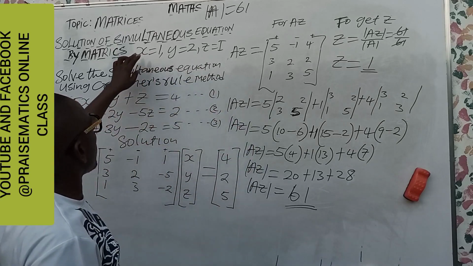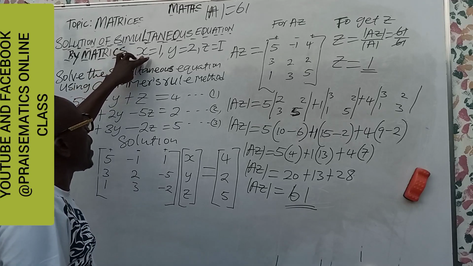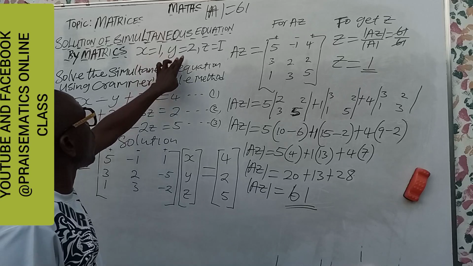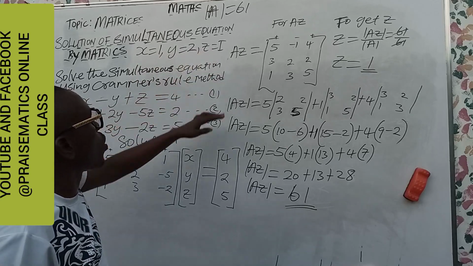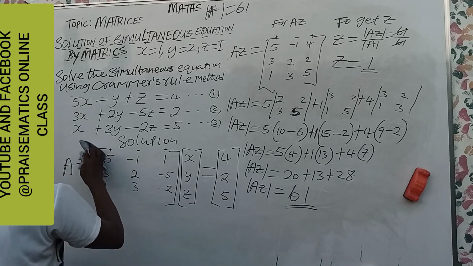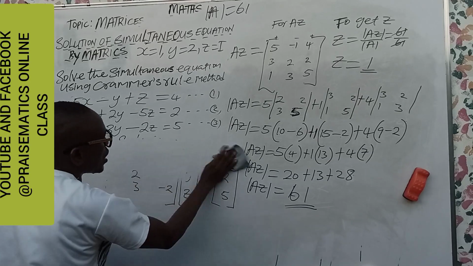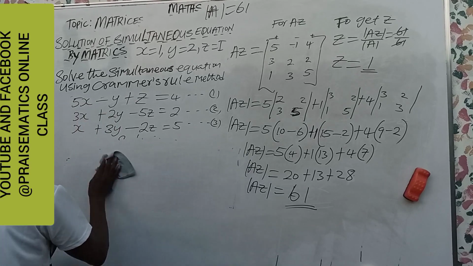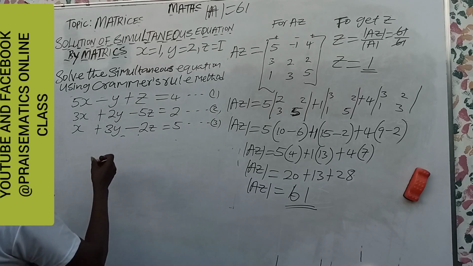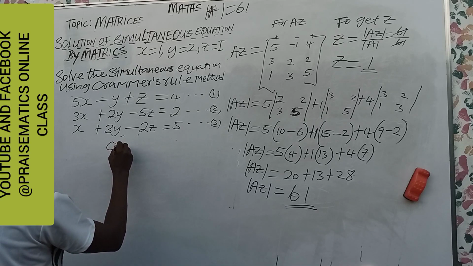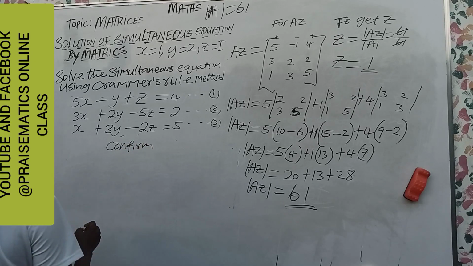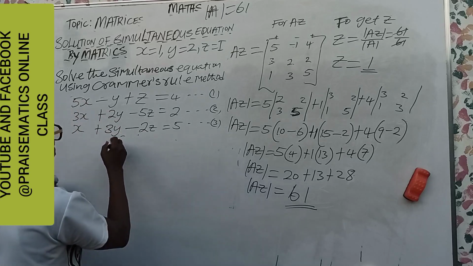After solving this, we have succeeded in getting the value of x and the value of y and the value of z. The value of x equals 1, the value of y equals 2, and the value of z equals 1. So our x, y, z is equal to: x is 1, y is 2, and z is 1. If you want to confirm it, if you want to check, you can call it check.